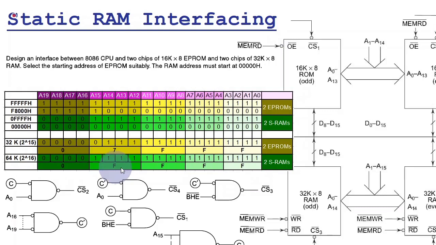So between that, you can see that there is a huge gap. Now, if you want to make the chip select signal, obviously A0 and BHE bar will be used. But then for the RAM chips, a different set of address lines is used. For the ROM chips, a different set of address lines is used.